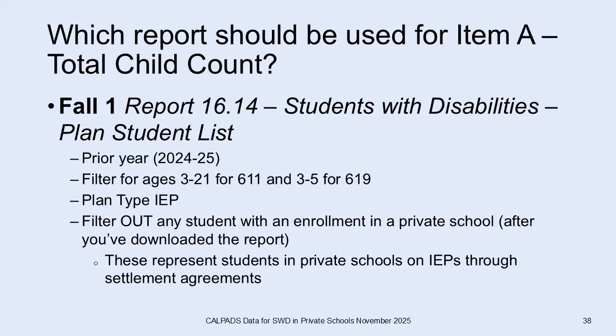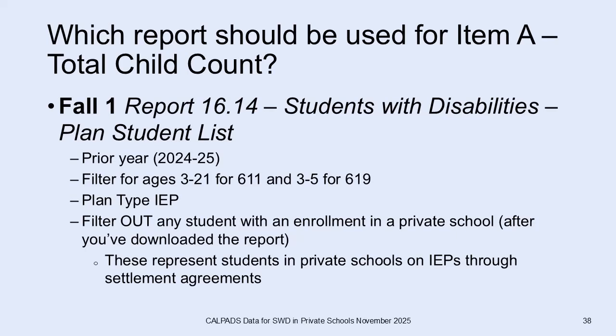For each of these forms, again, you're using prior year, so 24-25, and you're going to filter for the different age groups for the 611 form and 619. So 3 to 21 and then 3 to 5 for the 619 form. Their plan type should be IEP. And here's one small tidbit of information.